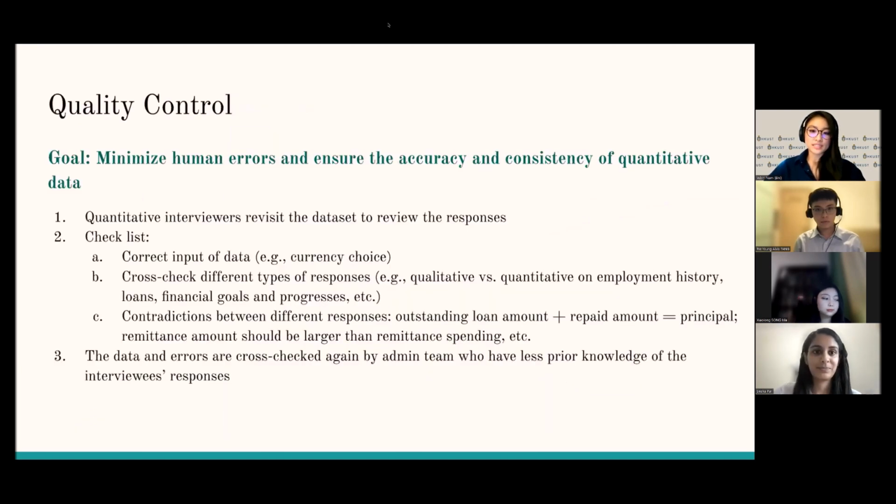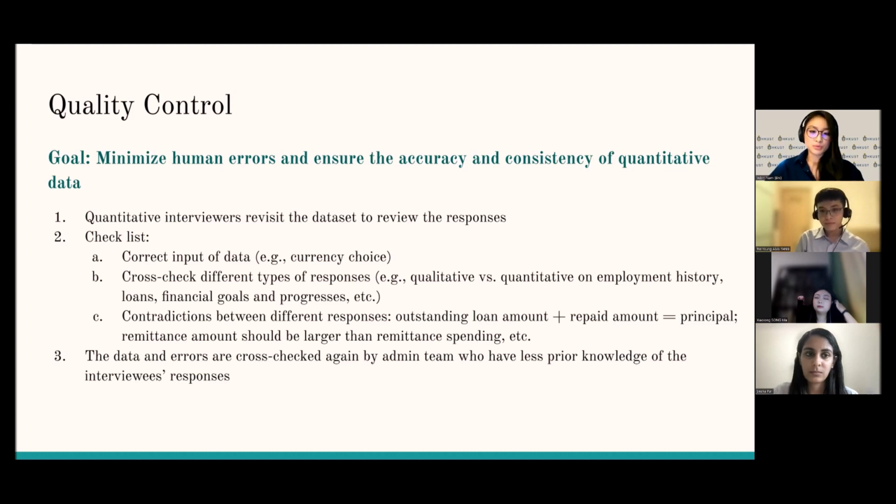So quality control is extremely crucial to minimize human errors as well as ensuring the accuracy and consistency of quantitative data. So our protocol is that the quantitative interviewers revisit the data set to go over the responses again. So things they look out for is number 1, are the values in the correct currency? Is it in HKD or the Philippine pesos? Number 2, they also compare and cross-check different types of responses. For example, they go through both qualitative and quantitative responses to review the participants' employment history, outstanding loan value, financial goals, and their progress, etc.